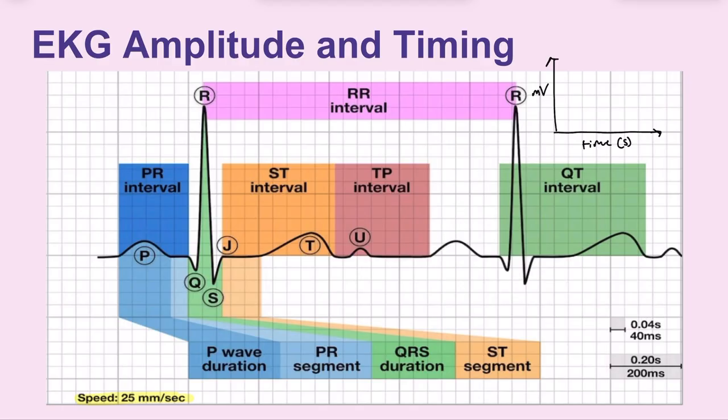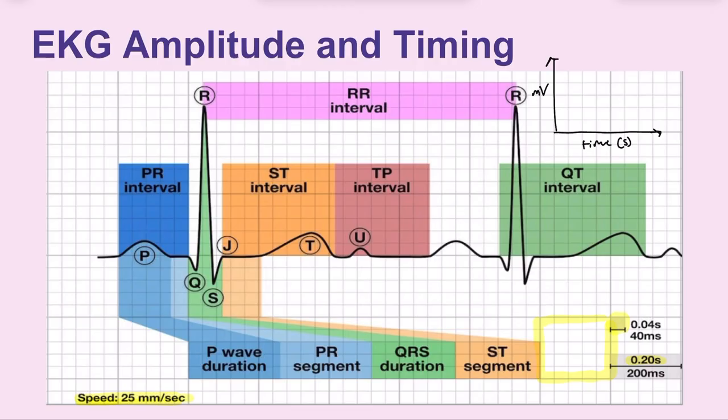And so when we talk about the speed of the paper, that's really what we're talking about here, and that's why we can denote it as time. So the paper speed is usually, or traditionally, 25 millimeters per second. And that allows us to say that one of these small boxes here is worth 0.04 seconds or 40 milliseconds. And then if we count out 5 of those small boxes, which kind of equates to our one larger box, that would be 0.20 seconds.